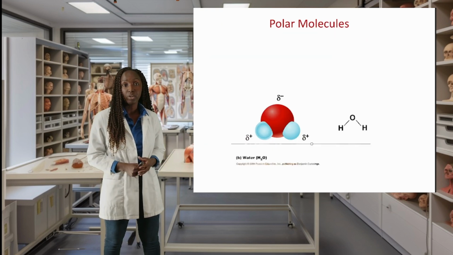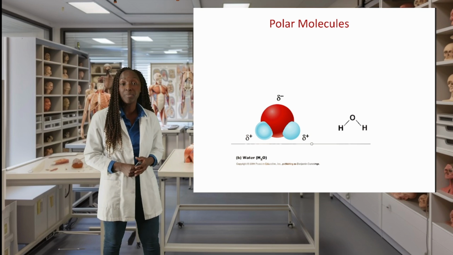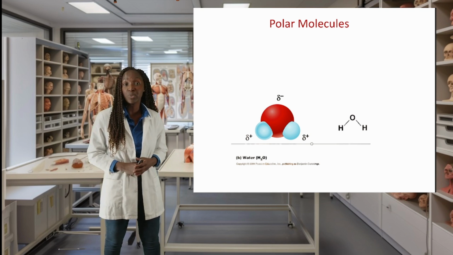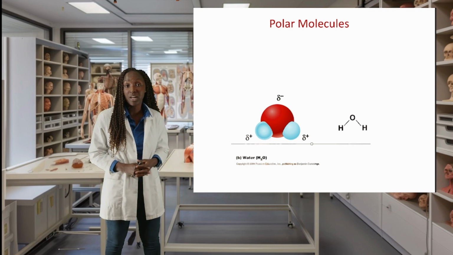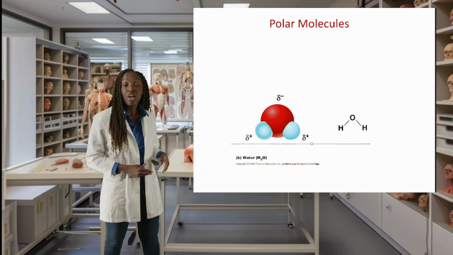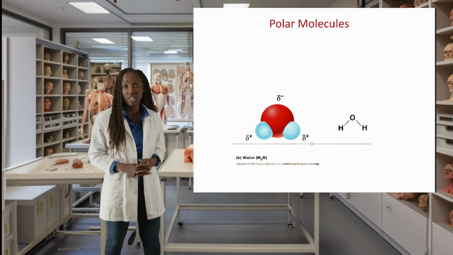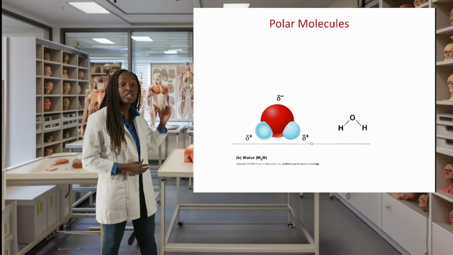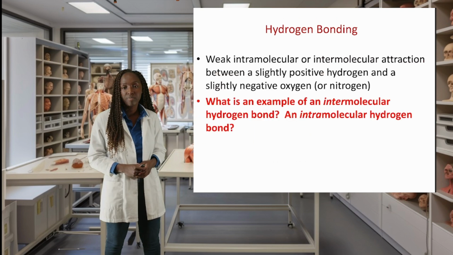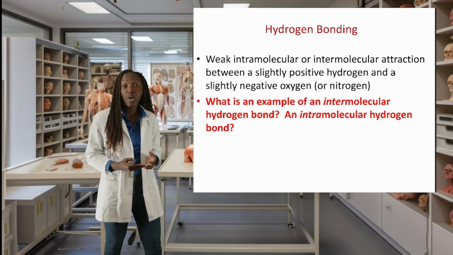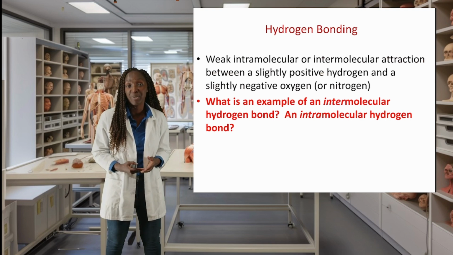Let's look at polar molecules. Water, for example, is a polar molecule and it has an unequal sharing of electrons. The red oxygen here has 8 protons in its nucleus, 8 positive charges pulling on those electrons, versus the hydrogen has 1 proton in its nucleus. That is a weaker attraction. So those electrons that are shared are going to spend more time around the oxygen than they do around the hydrogen. Once we have a set of polar molecules, we can have what is called hydrogen bonding.